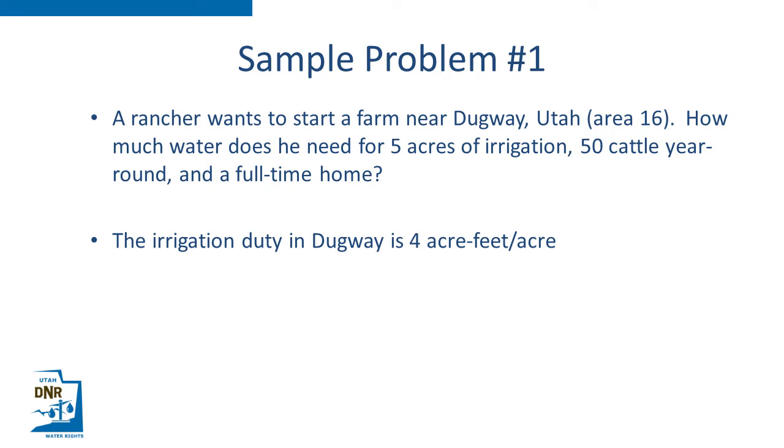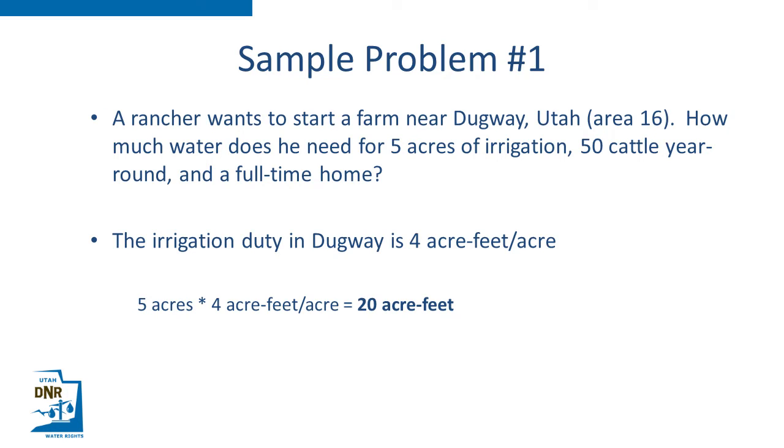A rancher wants to start a farm near Dugway, Utah. How much water does he need for 5 acres of irrigation, 50 cattle year-round, and a full-time home? The irrigation duty in Dugway is 4 acre-feet per acre, and for all of our sample problems here, we will use that irrigation duty. So 5 acres at 4 acre-feet per acre.